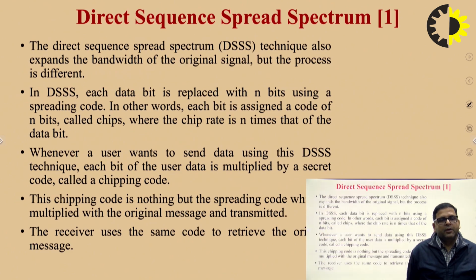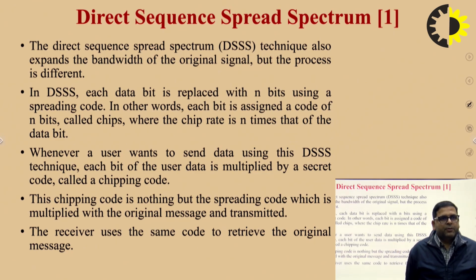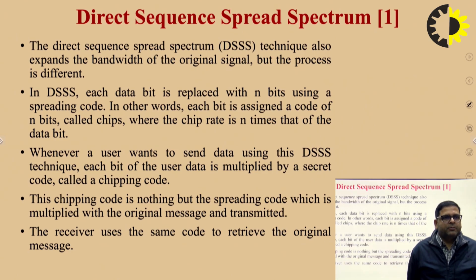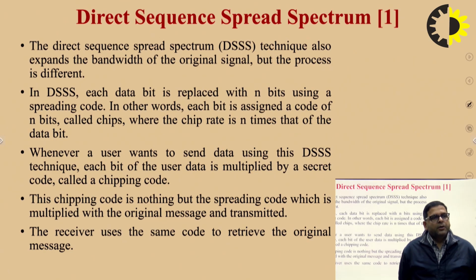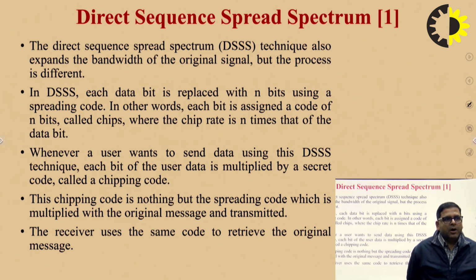Now we will see what is direct sequence spread spectrum. In direct sequence spread spectrum, we also expand the bandwidth of the original signal, but the process is different. Each data bit is replaced with n bits using a spreading code, or we can say that each bit is assigned a code of n bits called chips.